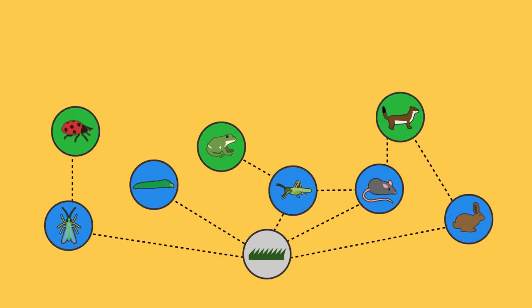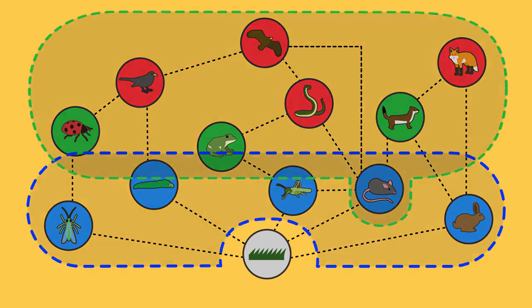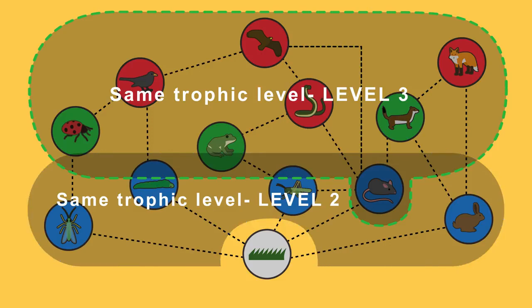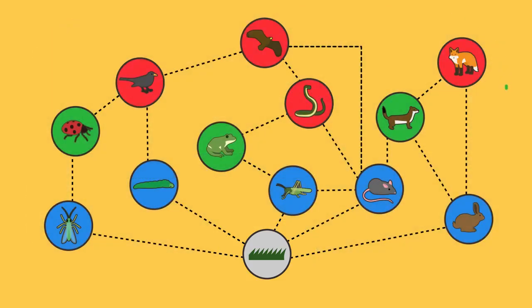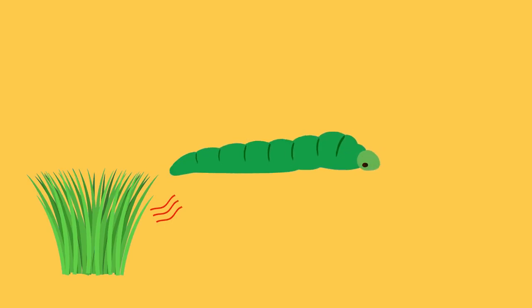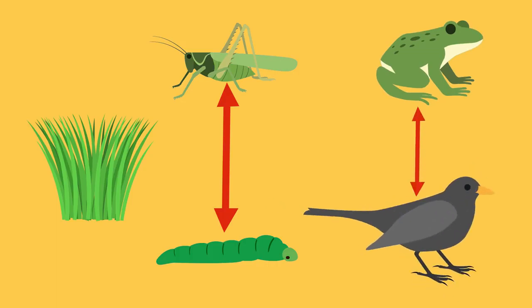A food web shows all of the interconnected food chains in an ecosystem and is much more complex. In every food chain, there are trophic levels. All organisms in a particular trophic level transfer the same amount of energy away from the producers, or base of the food chain. So in our woodland we have energy transferred from grass to crickets to frogs, and from grass to caterpillars to blackbirds. The caterpillar and the cricket are at the same trophic level, just as the frog and the blackbird are also at the same trophic level.